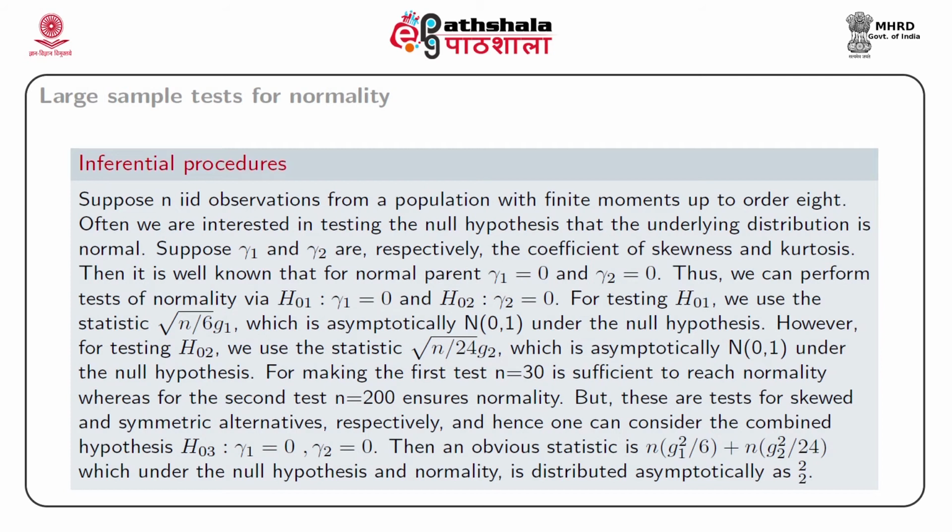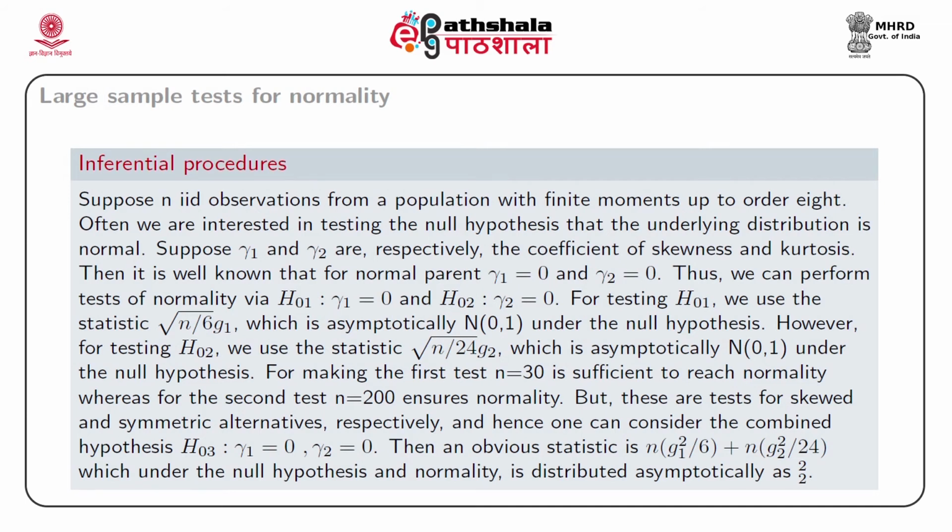Suppose gamma 1 and gamma 2 are respectively the coefficients of skewness and kurtosis, then it is well known that for normal parents gamma 1 equal to 0 and gamma 2 equal to 0. Thus, we can perform a test of normality via the null hypothesis gamma 1 equal to 0 and gamma 2 equal to 0. For testing the first hypothesis, that is gamma 1 equal to 0, we use the statistic square root of n by 6 multiplied by g1, which is asymptotically standard normal under the null hypothesis. However, for testing the second null hypothesis, that is gamma 2 equal to 0, we use the statistic square root of n by 24 multiplied by g2, which again is asymptotically standard normal under the null hypothesis.